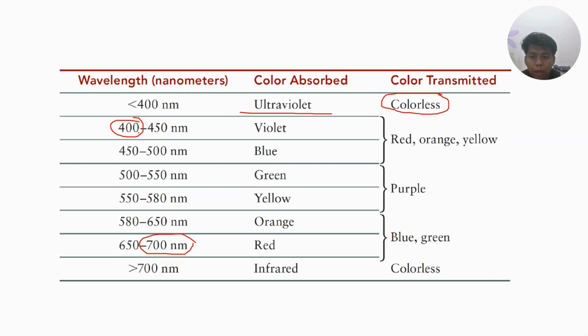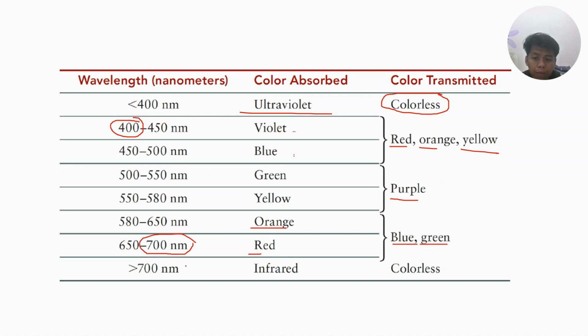So at 400 to 500 nanometers, we can see the violet and blue. The colors absorbed are violet and blue. The color transmitted here is red, orange, and yellow. At 500 to 580, the colors absorbed are green and yellow. Then the transmitted color is purple. At 580 to 700 nanometers, the colors absorbed are orange and red, and this gives a color transmission of blue and green.